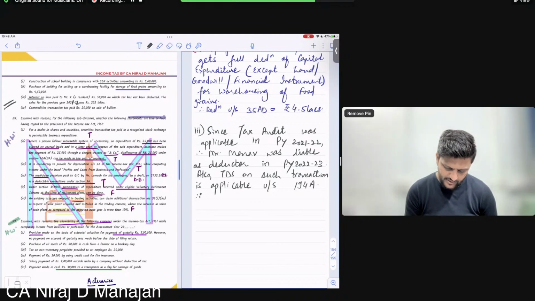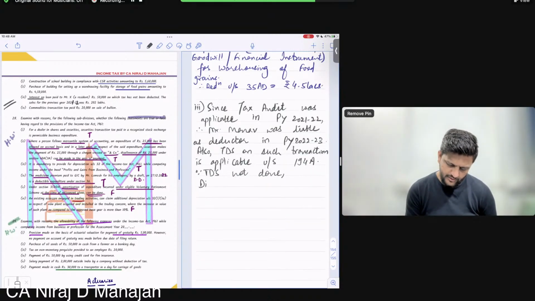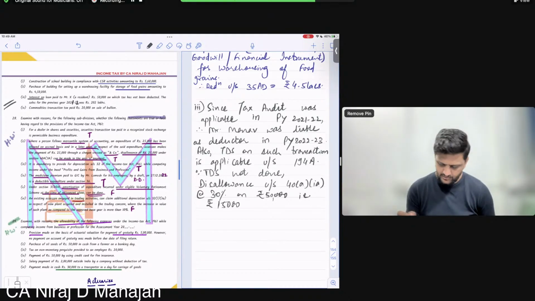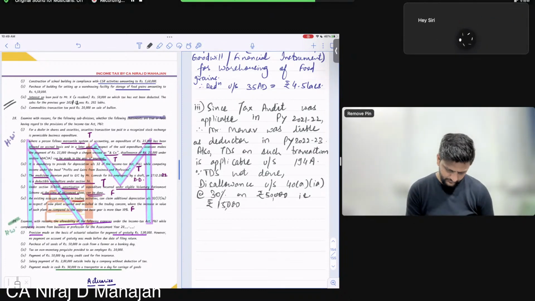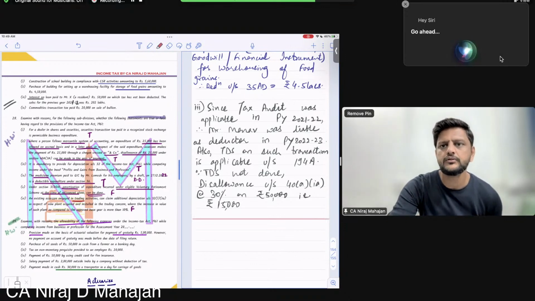So since TDS was not done, disallowance under section 40(a)(ia) at the rate of 30% on the expenditure of rupees 50,000, that is rupees 15,000. Yes, go ahead.